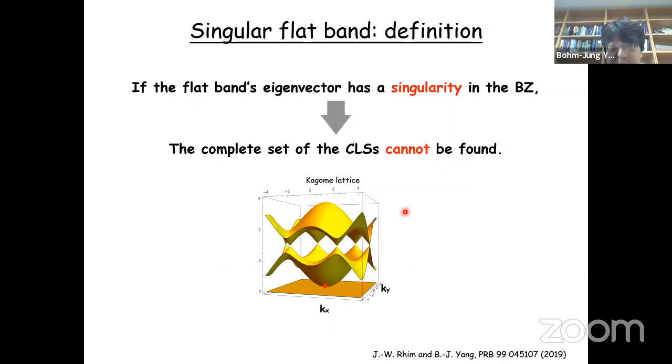So actually, in general, we can show that if the eigenvector of the flat band has a singularity in the Brillouin zone, we can already show that the corresponding compact localized states are incomplete. Because of that, we need to introduce additional loop states, which guarantee this degeneracy. Okay, so this is what we have shown recently.